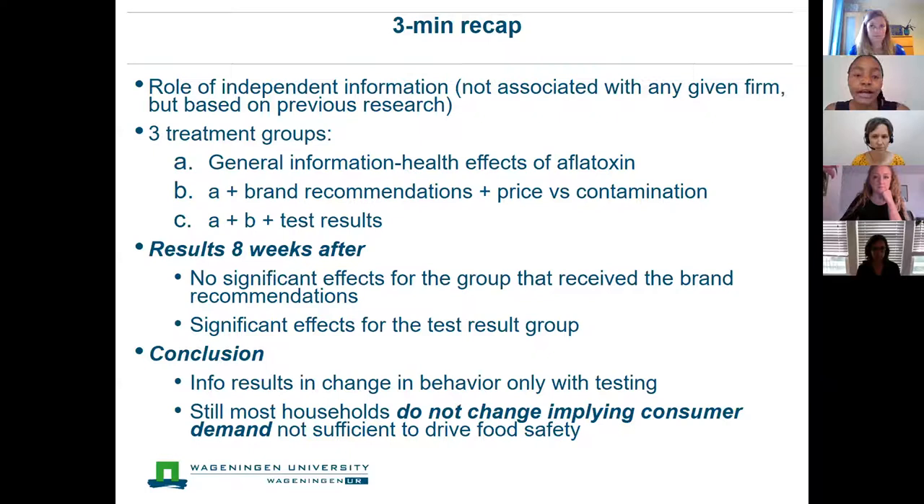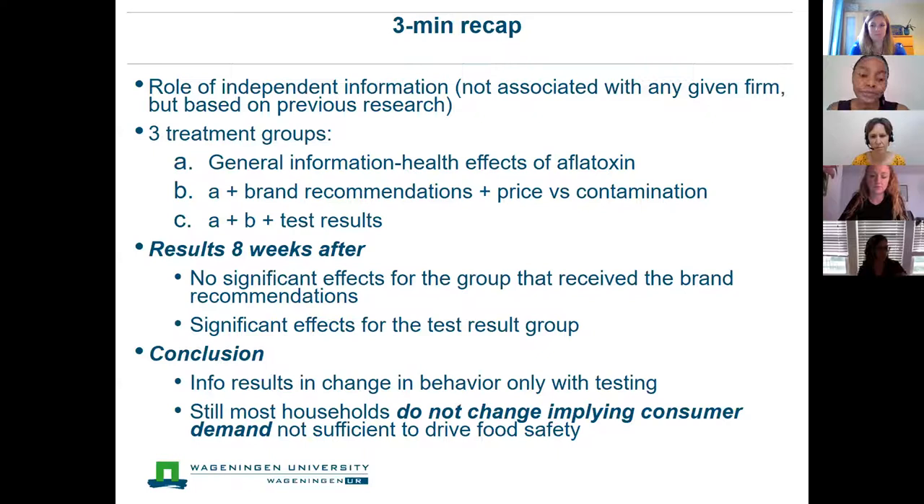However, for the group that received the test results, we find that they were more likely to be consuming one of the recommended brands and also to be consuming a more expensive brand at endline compared to the general information group. Therefore, our study shows that information can result in changing behavior by consumers, but only when this information is accompanied by testing results showing whether the household is exposed to risk or not.